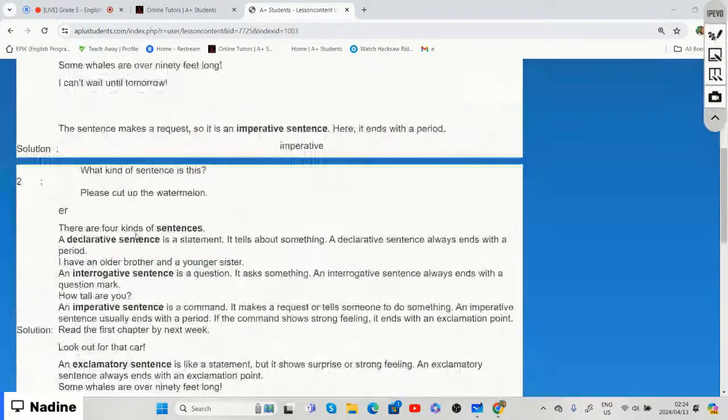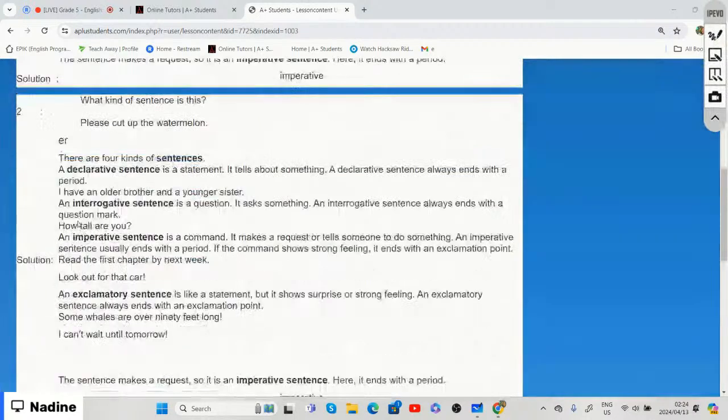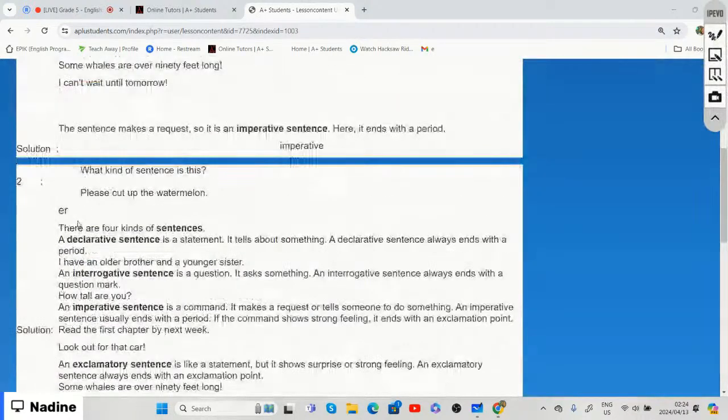Please cut up the watermelon. What type of sentence is that? Is that a declarative, interrogative?